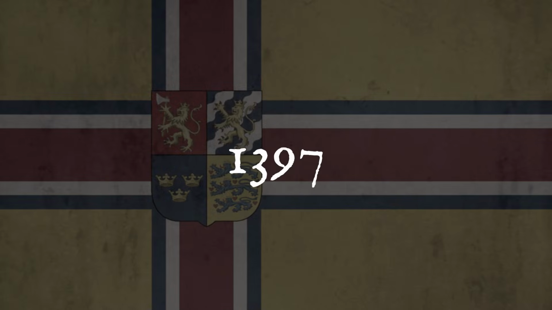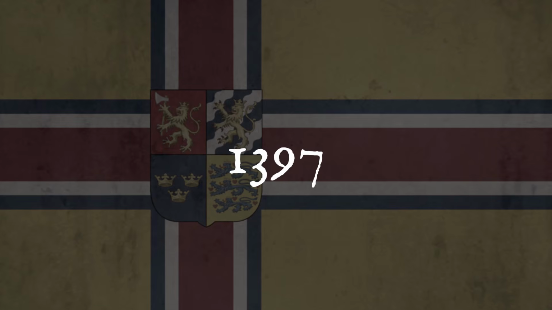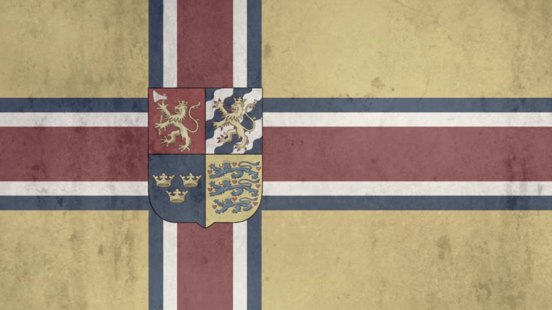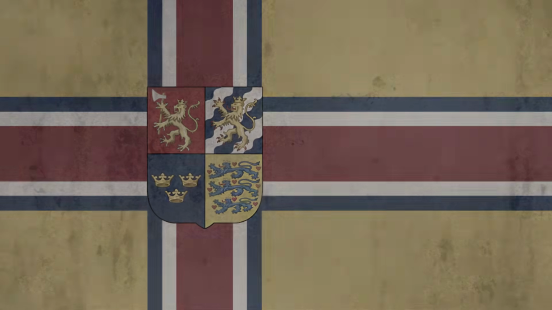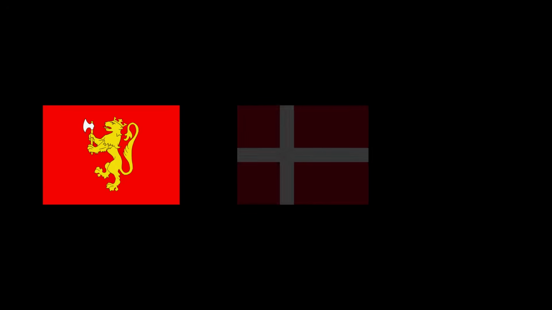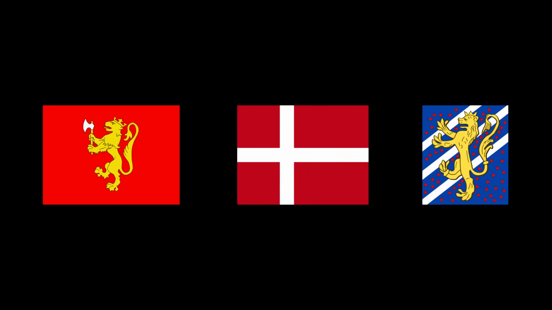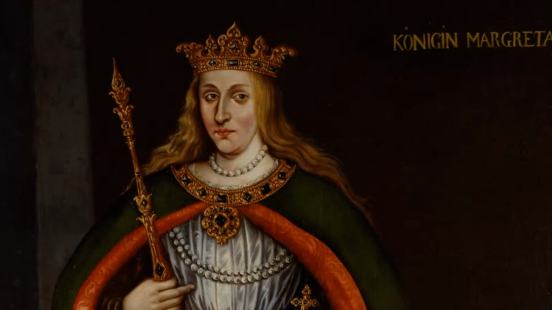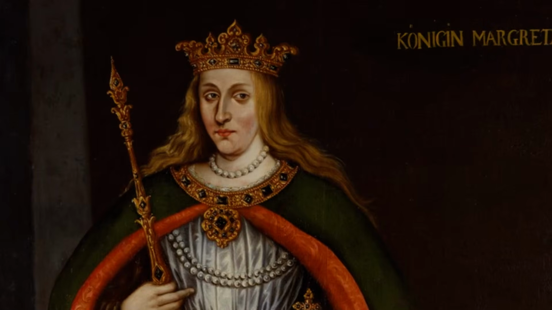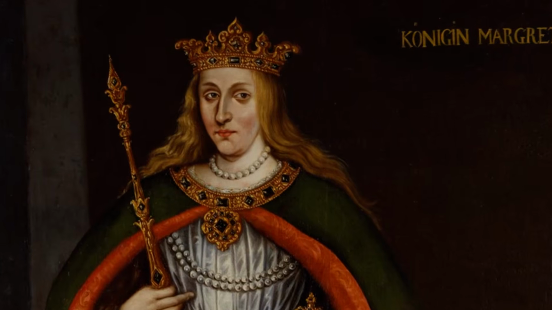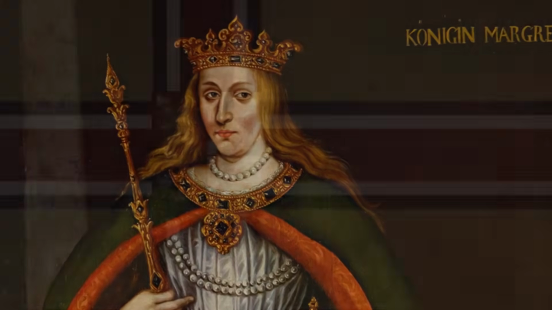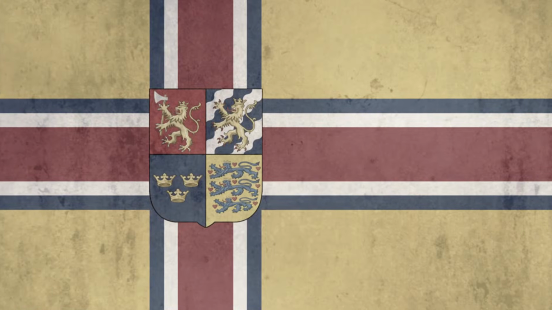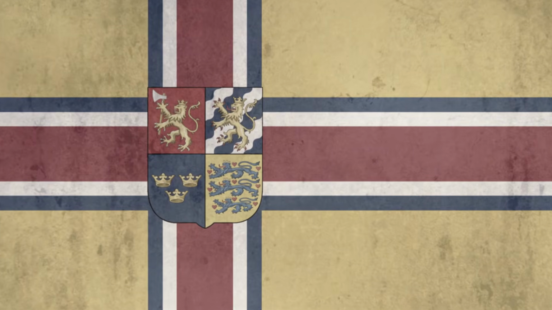The next milestone in the history of Norway was the formation of the Kalmar Union. This was a personal union in Scandinavia ruled by a single monarch. Norway, Denmark, and Sweden, however, remained separate sovereign states. The union was created by Queen Margaret I of Denmark. Margaret was also known as the Lady King for her excellent leadership skills. With just a few minor interruptions, the Kalmar Union lasted until 1523.